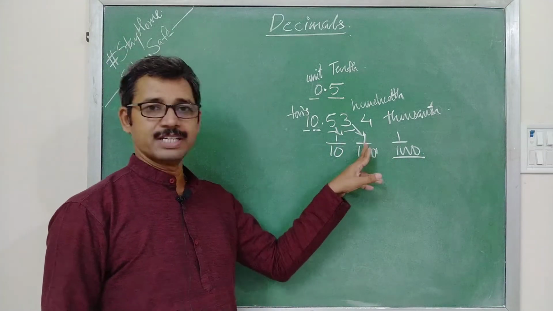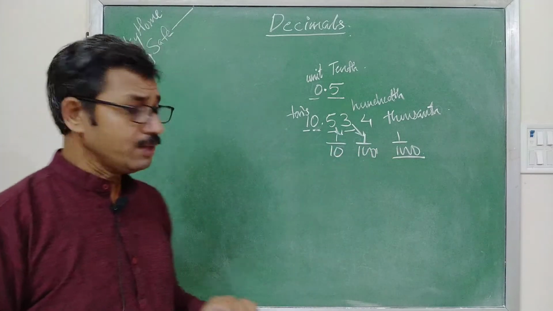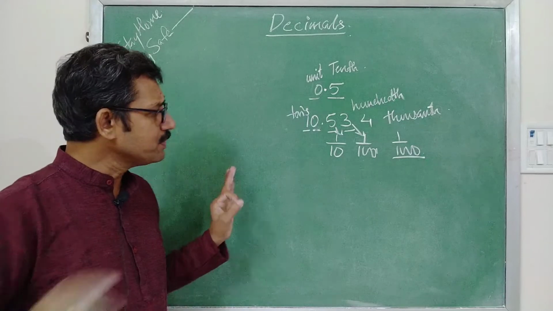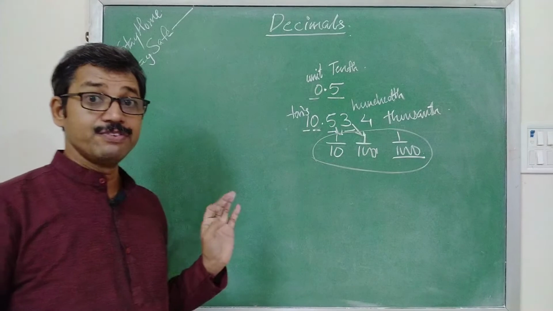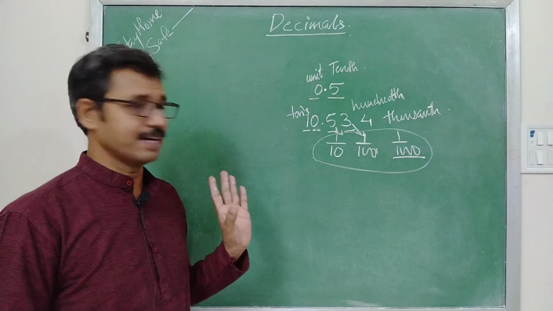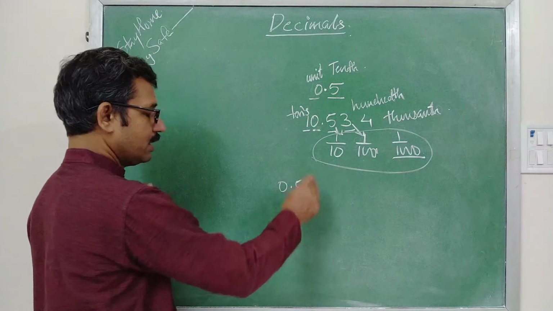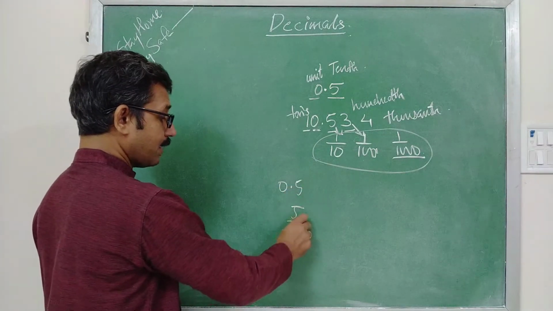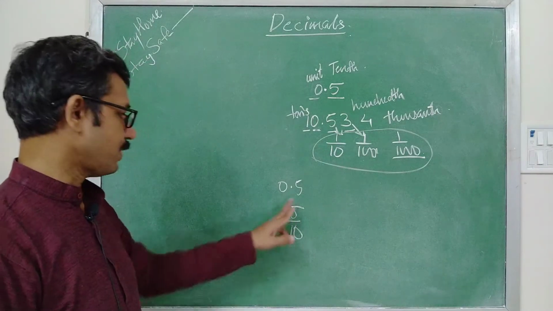Here you have to understand it is 1 upon 100. Here you have to understand 1 upon 1000. Now from this it is easy for us to understand which is greater. For example, 0.5. Now 0.5 means you know that 5 upon 10. Understand? It is 5 upon 10.